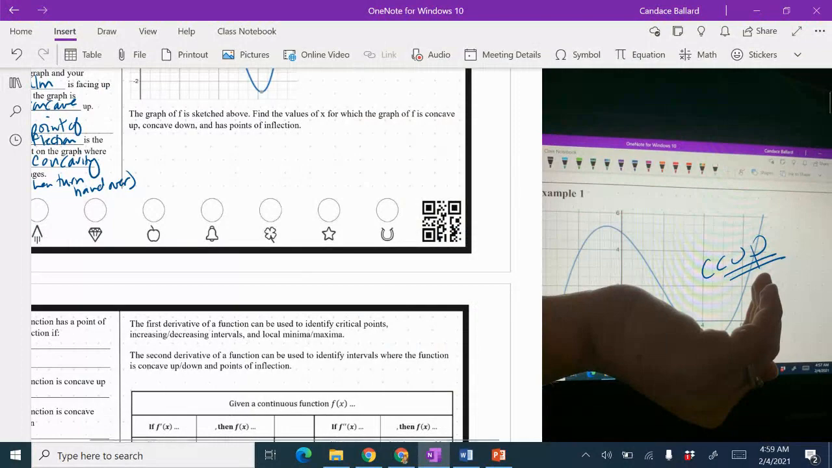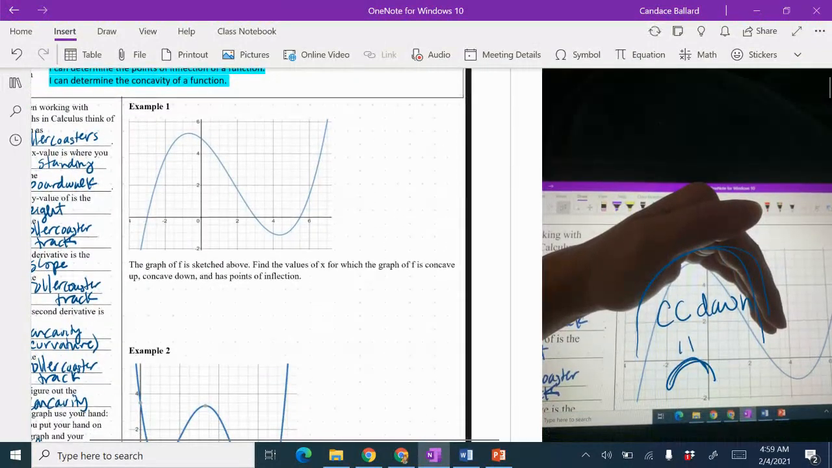Okay, let's take a look at a couple of examples here. In this example, the graph of f is sketched above. Find the values of x for which the graph is concave up, concave down, and has points of inflection. This is extremely general. This is just to understand the idea of concavity.